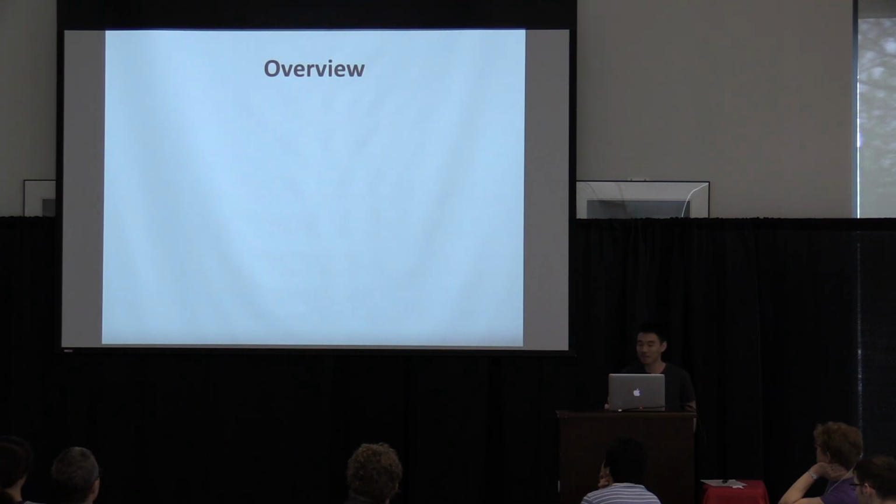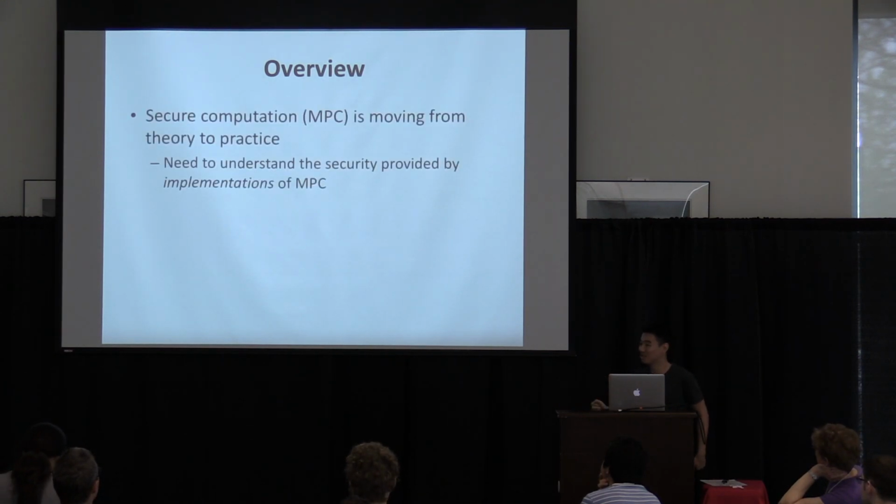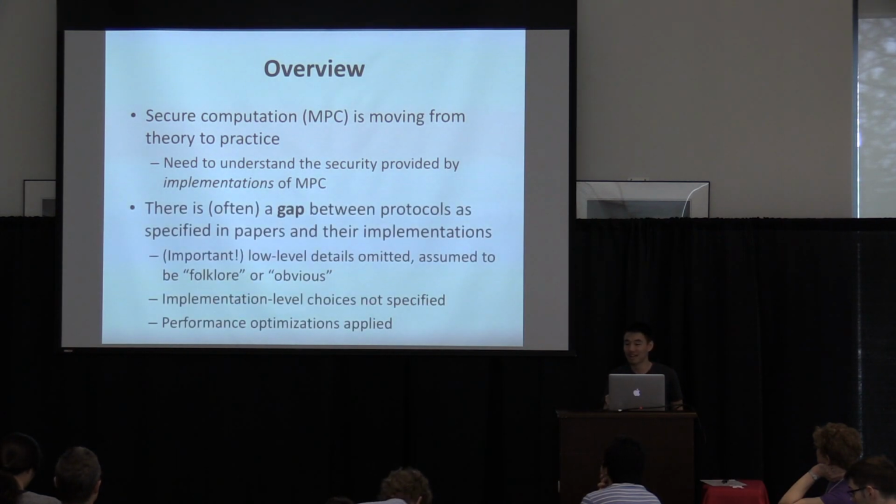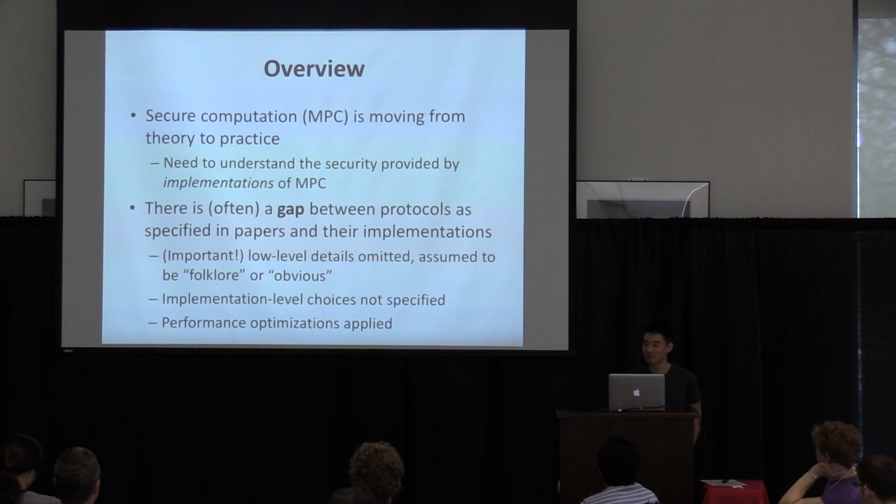So let me first give some overview. Again, MPC is moving very, very fast from theory to practice. A lot of startups, a lot of money, and everybody is trying to build something that can work, that can perform, that can run efficiently. And as every cryptographer says, don't roll your own crypto. But in practice, when we build MPC protocols, many times we actually roll our own crypto to make it efficient. So there's actually a gap.